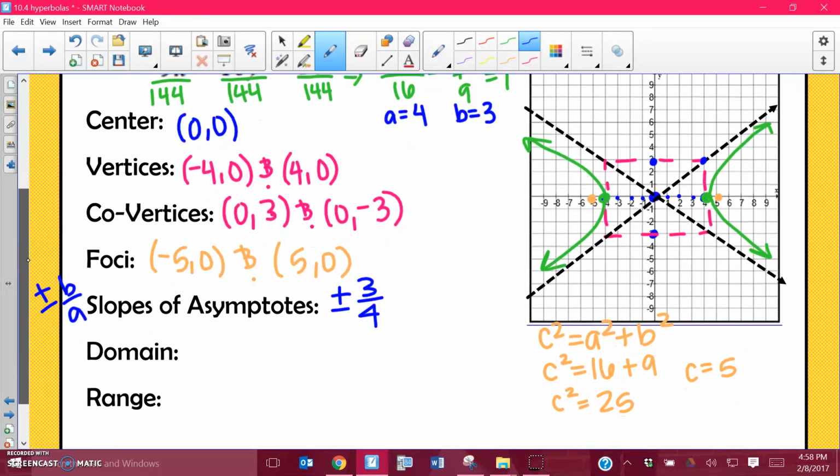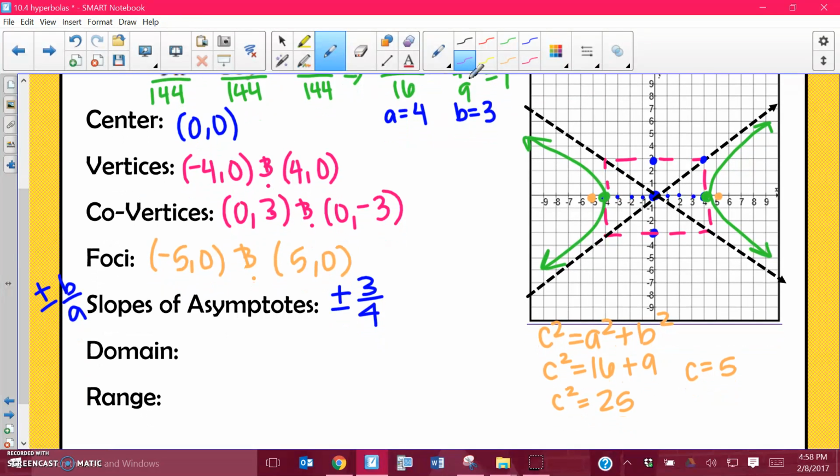Okay, finally, domain and range. Domain and range is a little bit trickier on this one. So if you look at your domain here, it's going very far into infinity, but then it stops here at the vertex of my first hyperbola branch. So it's going to stop at negative 4. Again, it could equal negative 4, so I put the square bracket.